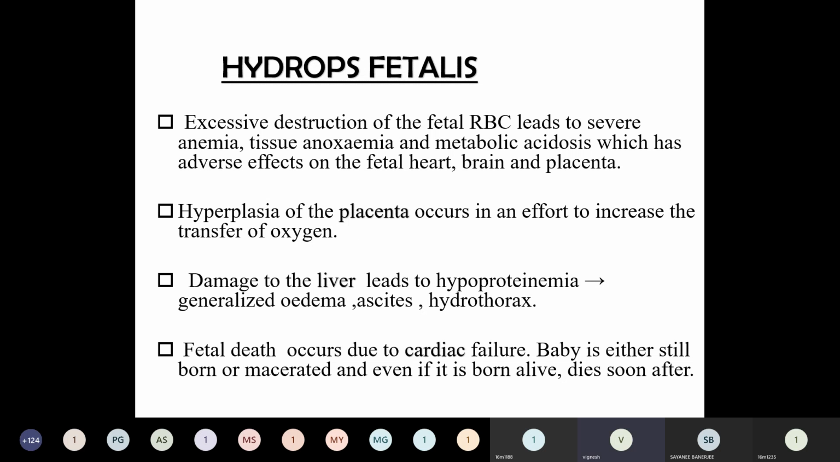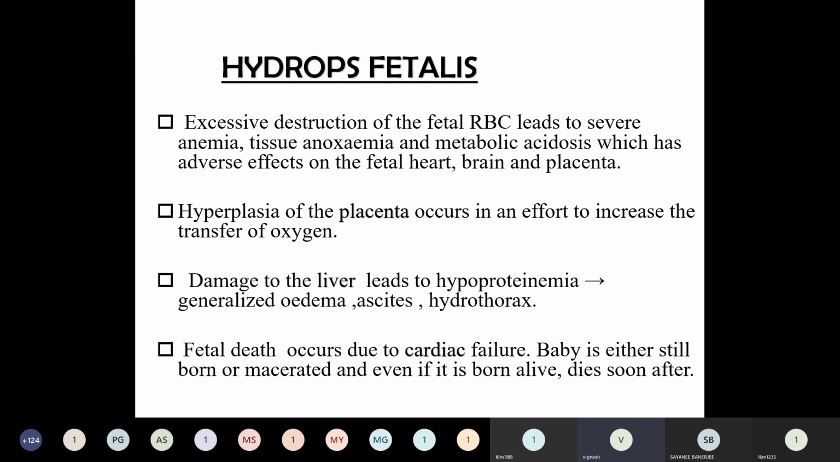So what is hydrops fetalis? Let us go into the detail of what is hydrops fetalis. There is an excessive destruction of the fetal RBCs which leads to severe anemia, tissue anoxemia, metabolic acidosis with an adverse effect on the fetal heart, brain and placenta. So there is hyperplasia of the placenta. This is an effort to increase the transfer of oxygen.